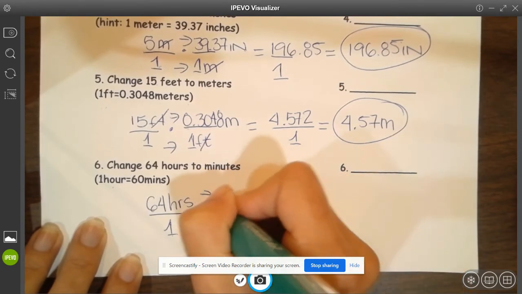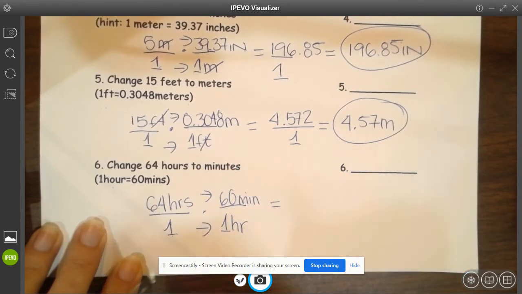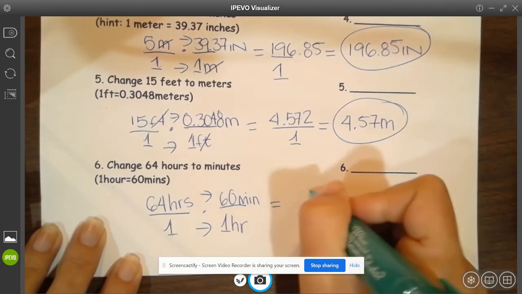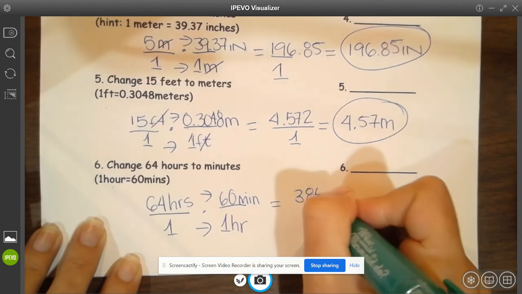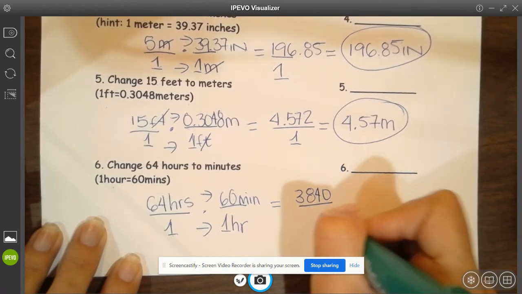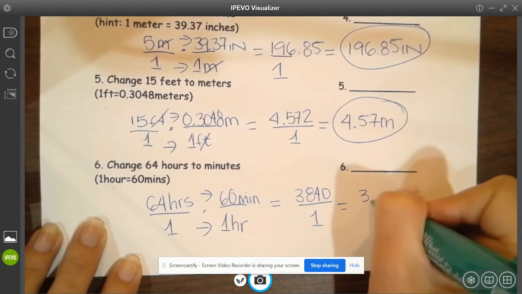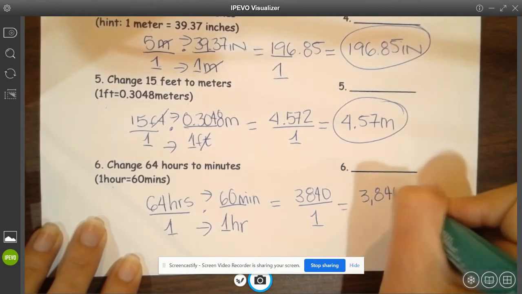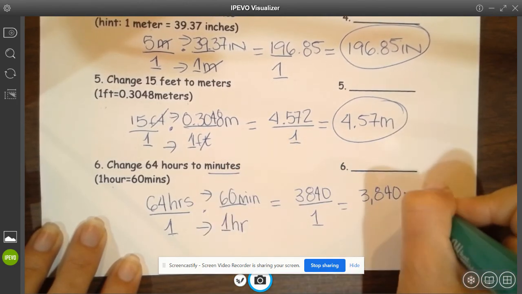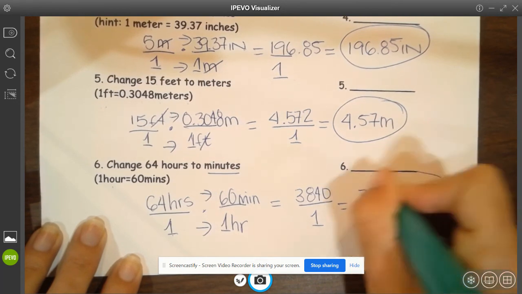And then I'm going to multiply across and simplify. So that's 64 times 60, which is 3,840 over 1 times 1 is 1. And then that's 3,840 what? Minutes. And that's my answer.